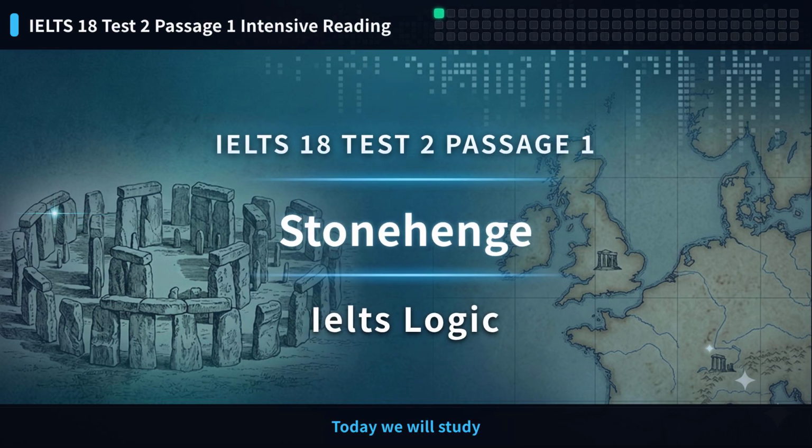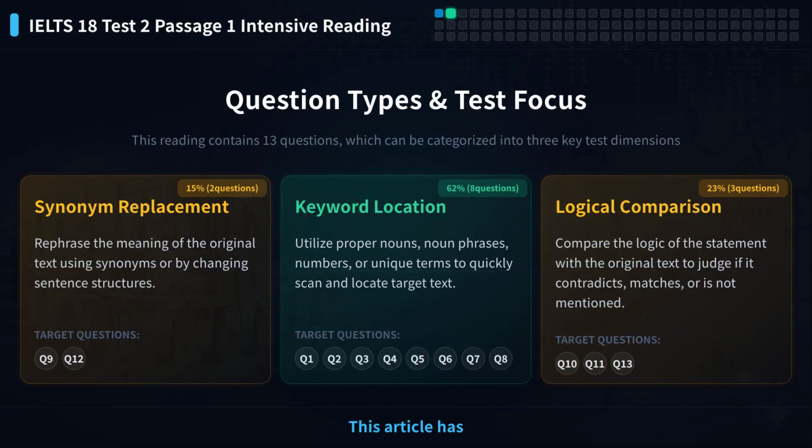Today we will study IELTS 18 Test 2 Passage 1, Stonehenge. This article has 13 questions. The first 8 are note completion questions. The last 5 are true or false questions.